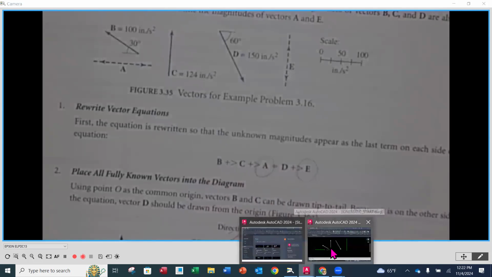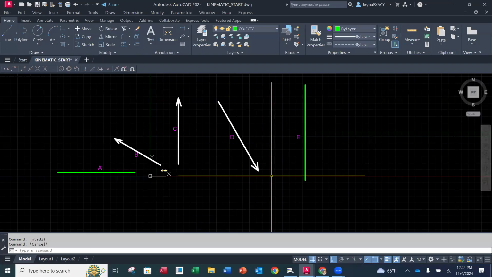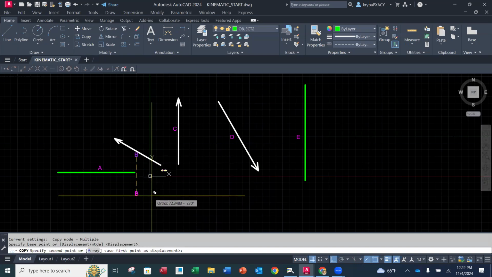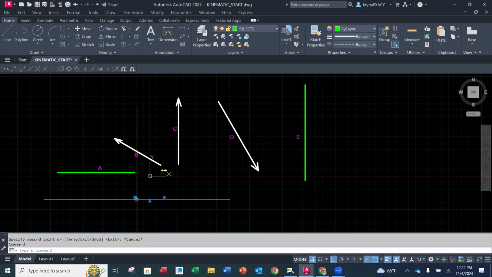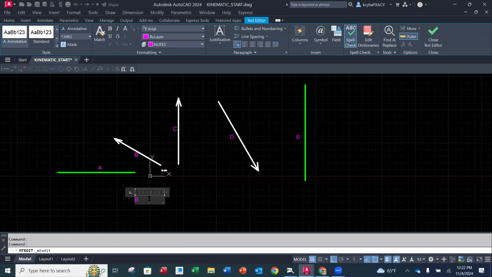So I'm going to go back to AutoCAD. And what I'm going to do is I'm going to identify my equation. So I'm simply going to copy, because I just scaled it, my B. And since my equation is starting with B, I'm simply going to write B plus, and then greater than sign for plus vectorially, C plus, and then greater than sign, A. Make this longer. There we go. Is going to be equal to D plus vectorially, and that's going to be E. Oopsie, E. There we go.